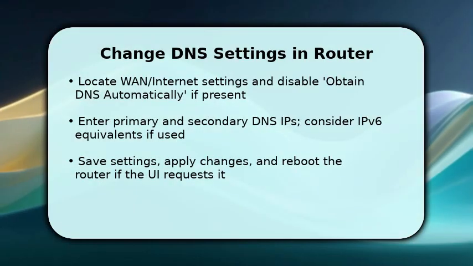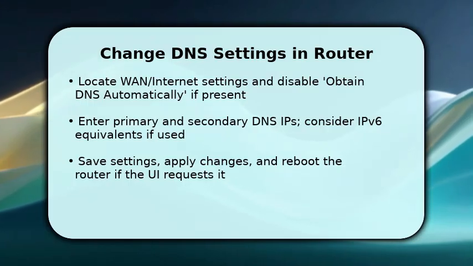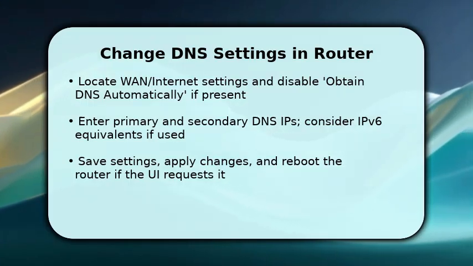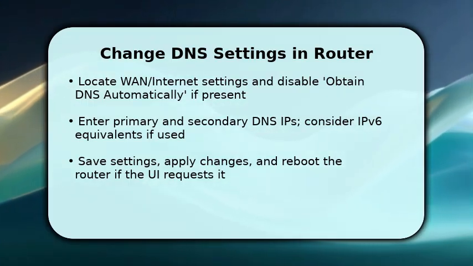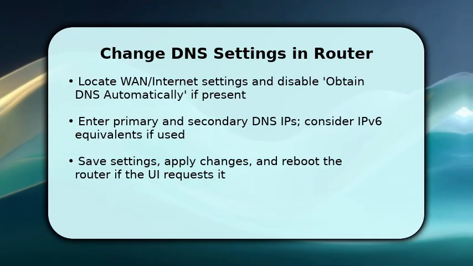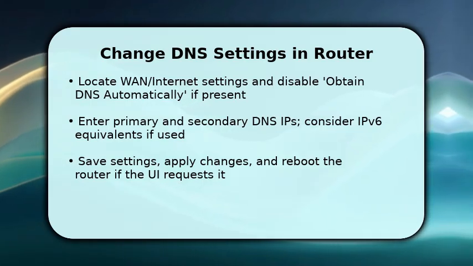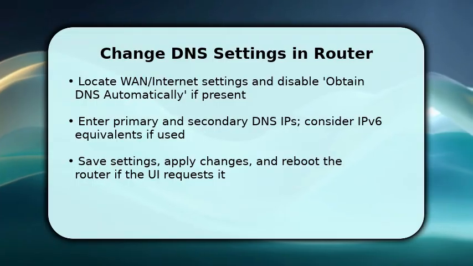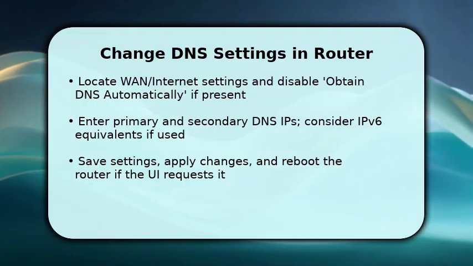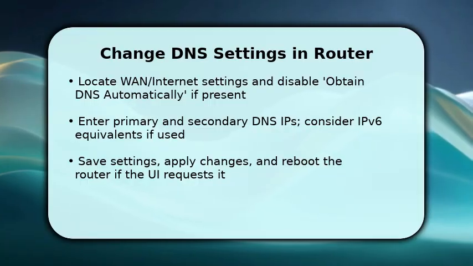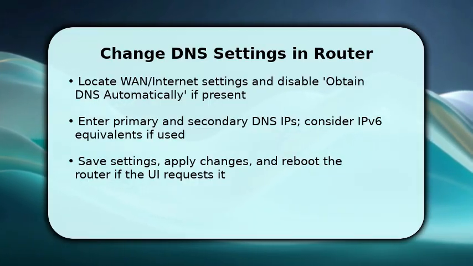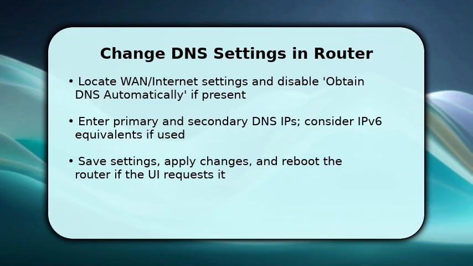values. Once in the WAN or Internet panel, look for DNS options and disable any automatic DNS assignment. Then type your chosen primary DNS into the primary field and a secondary DNS into the backup field. Include IPv6 addresses if your connection uses IPv6. Save or apply the settings, which may prompt a router reboot.